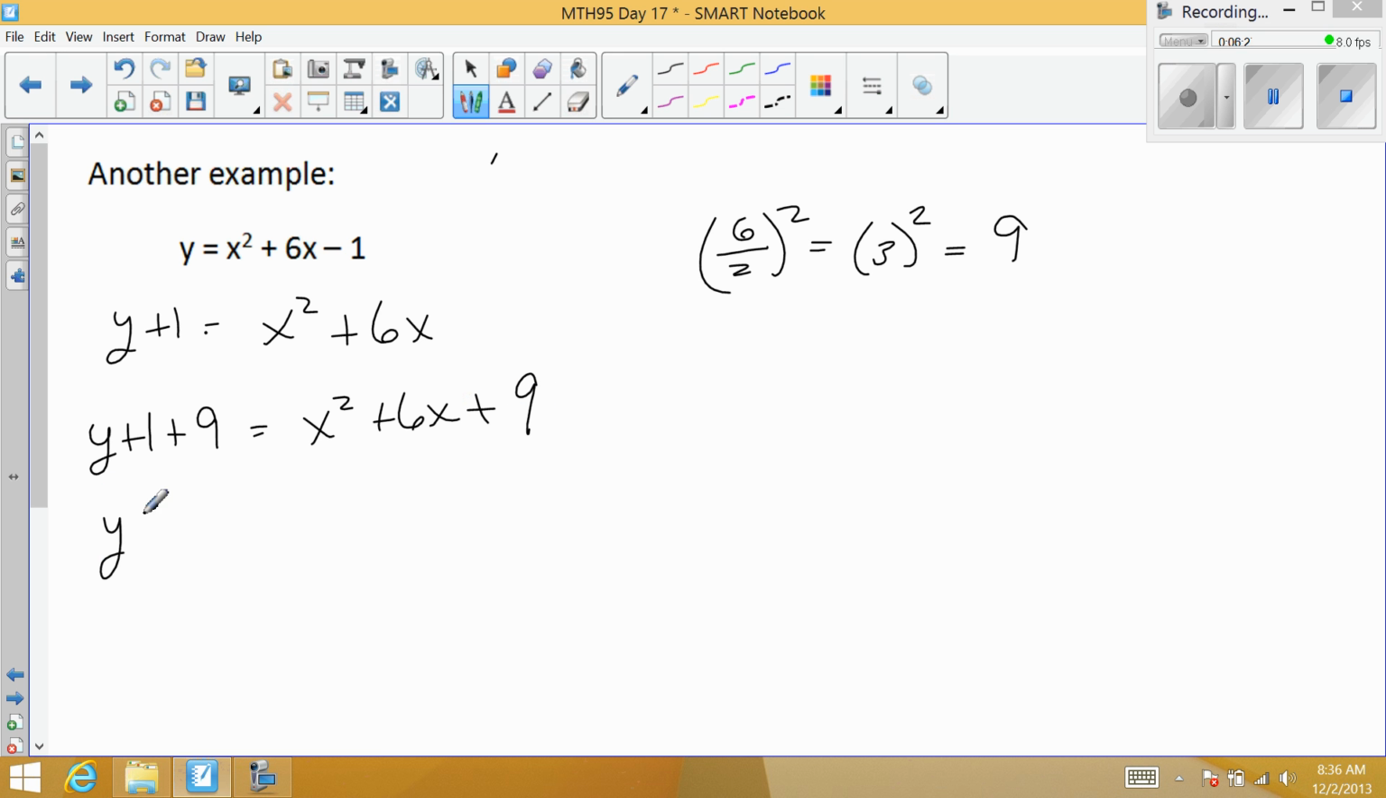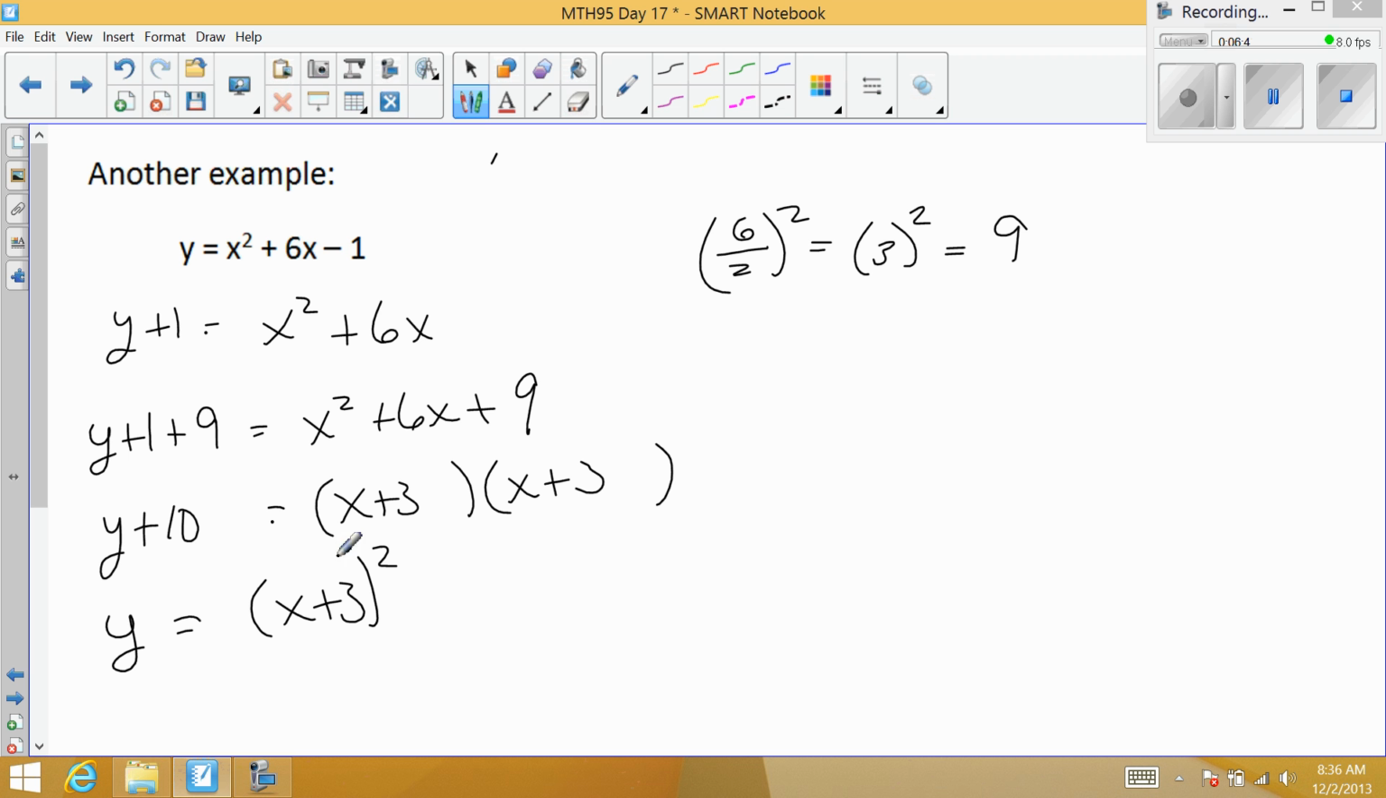Simplifying the left side, I get y plus 10. Factoring the right side, looks like x plus 3 and x plus 3. So I've got y plus 10 equals x plus 3 squared, and I can bring the 10 over, which will make it a negative 10. So my vertex will be at (-3, -10).